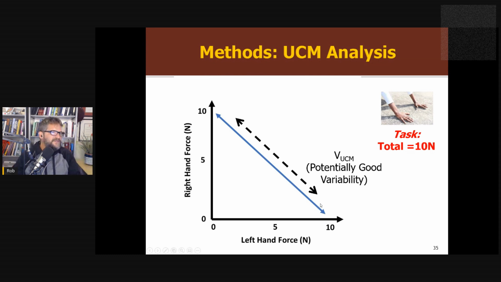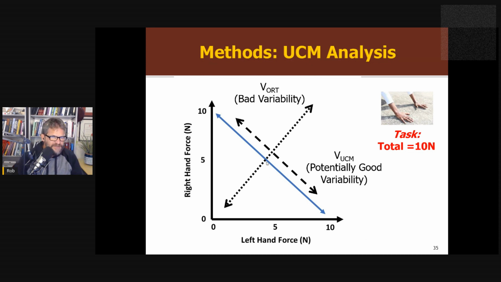producing 10 newtons total. The other type of variability, going away from this line, is called orthogonal variability. It's bad variability, right? If I go from 5 newtons in each hand to 6 newtons in each hand, now I haven't achieved my performance goal, right? Going back to my variability, the outcome variability is now getting high, which I don't want, right? I want it to be 10 total newtons all the time. So moving in that direction is bad.